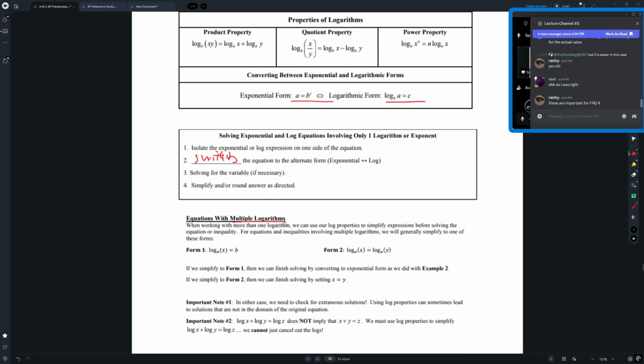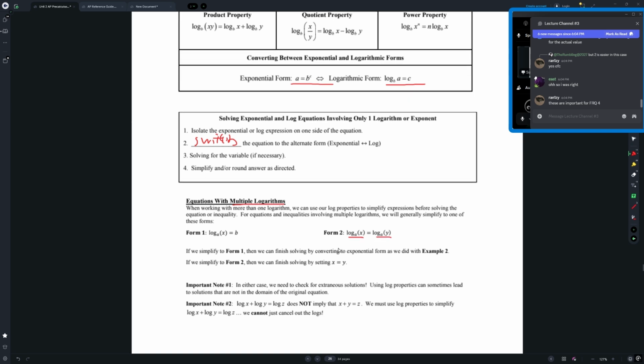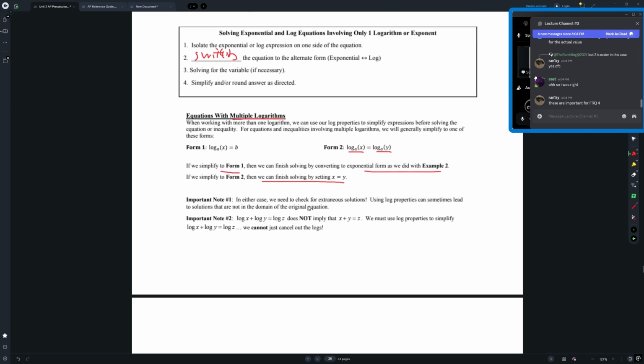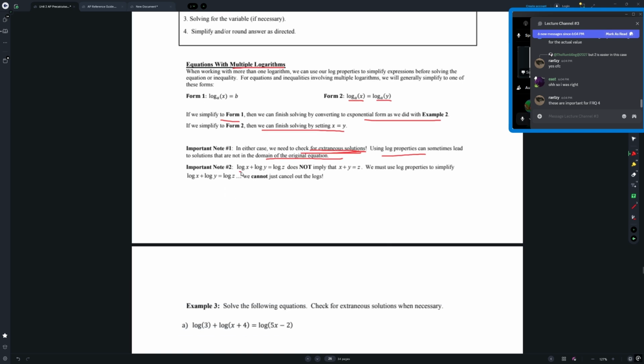So equations with multiple logs. When working with more than one log, we can use our log properties to simplify expressions. Form 2 is log a of x equals log a of b. To simplify form 1, we can use exponential form, and then we can solve by setting up x and y. In either case, we need to check for extraneous solutions. Using logs can sometimes lead to solutions that are not in the domain. Log x plus log y does not imply x plus y equals z. We must use log properties to simplify. We cannot just cancel out logs.